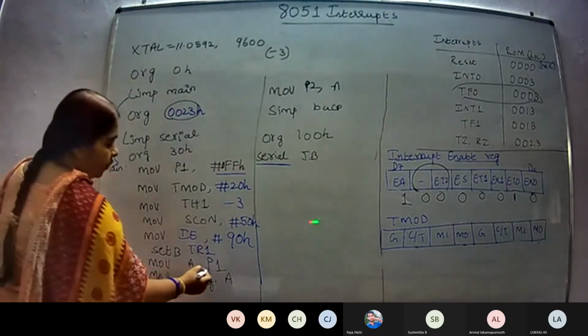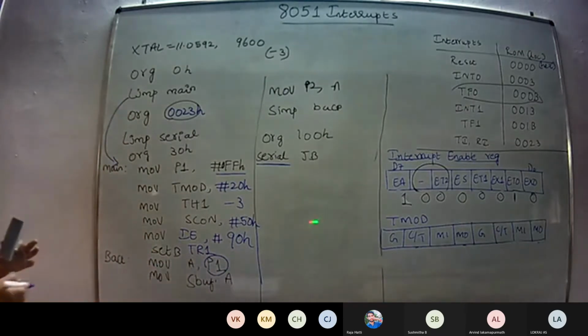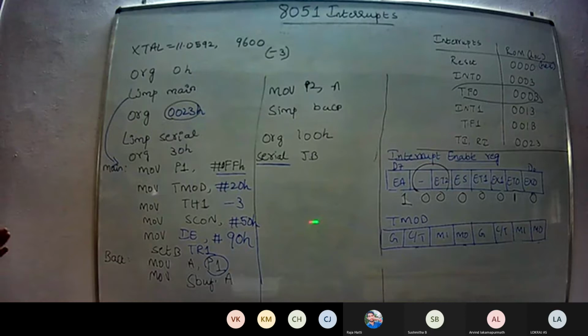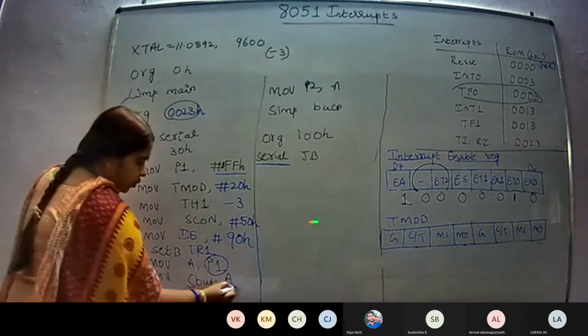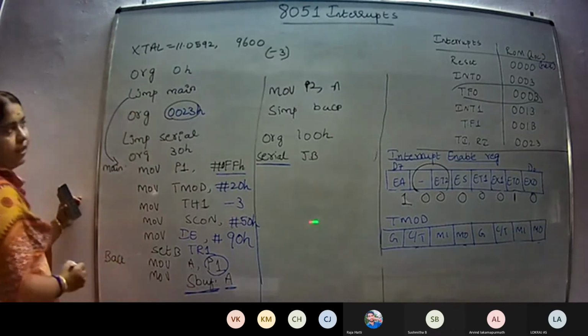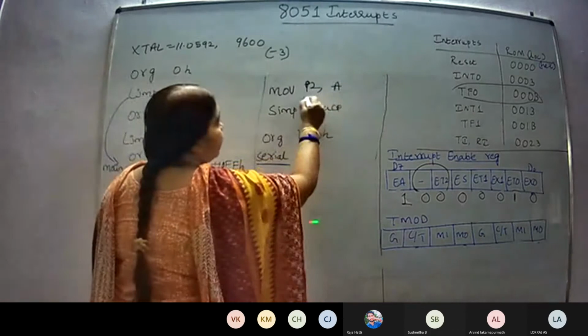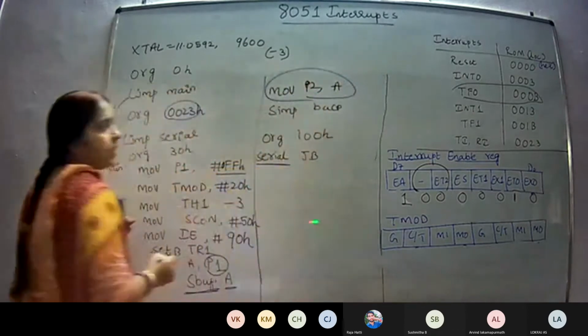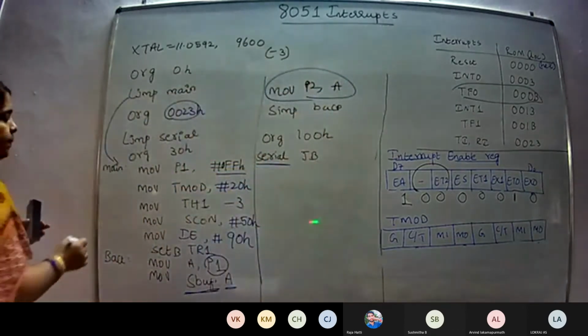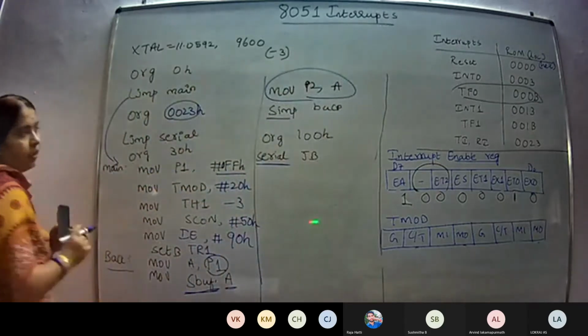Next, whatever they have told, whatever is there in port 1 should go to A, the accumulator. That is for parallel communication. Next, whatever is there in A should be sent to SBUF. Okay, this is for serial communication. And whatever is there in A should be sent to port 2 also. This is again parallel communication, and then short jump back. This will be continuously happening in the microcontroller.